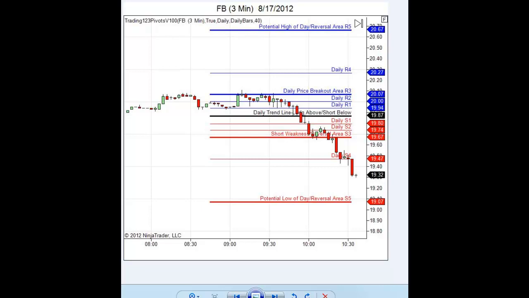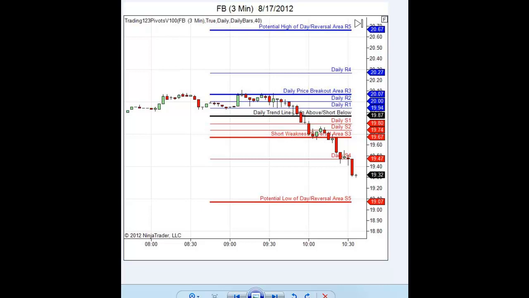So one of the strategies that we cover in the manual: if the price action cannot get through the R3 level, you can short it right here at the R3, and that's what I did today before it lost 20, because I knew Facebook was weak. The other strategy is you short it right here at the daily trend line, 1987. And your first target is the S3, and then S4 and S5.